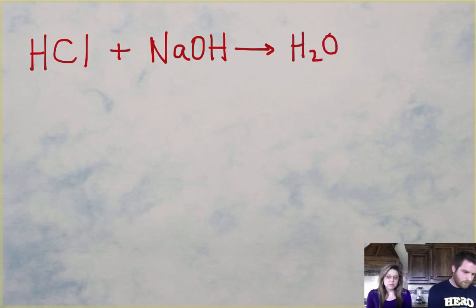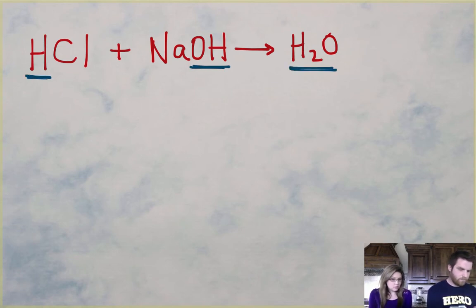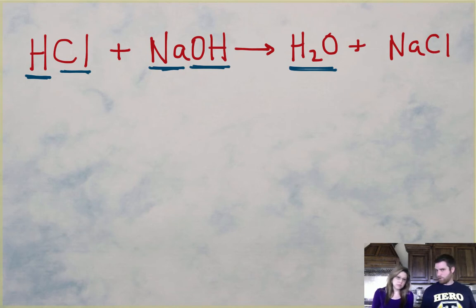Who said you can't make water? So this hydroxide ion combines with this hydrogen ion to make water. And the other product is going to be the sodium and the chlorine will combine. So it'll be sodium chloride. How do I write sodium chloride? It's just NaCl, right? I look at the oxidation numbers. Na+1, Cl-1.